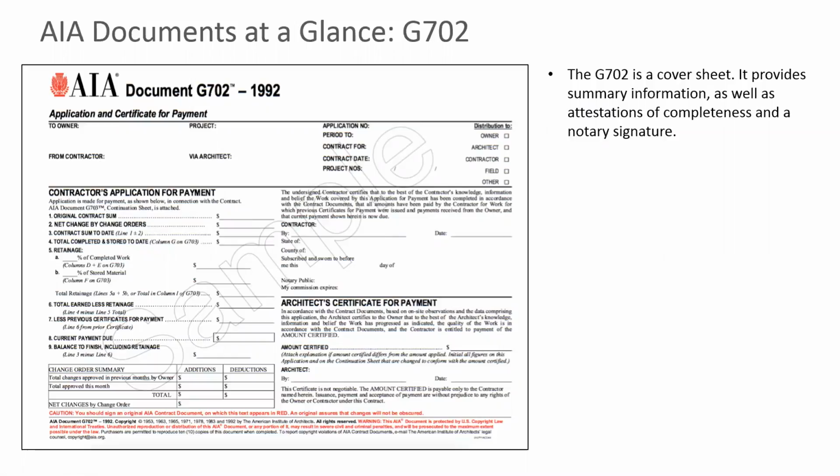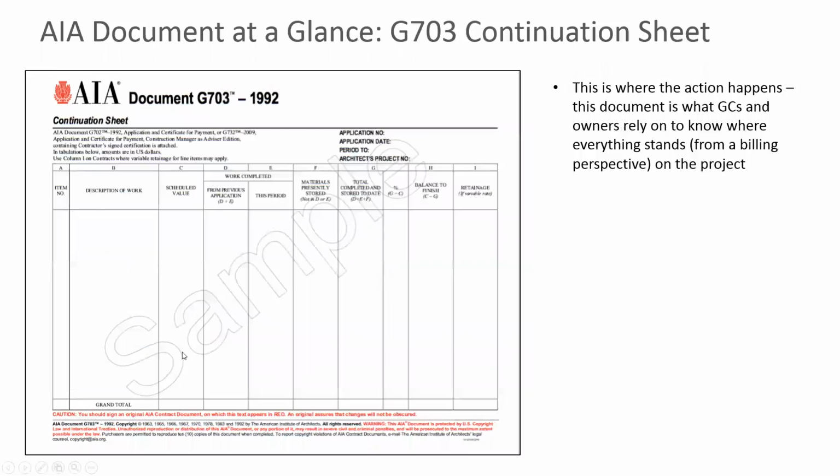And this first one we're looking at here is the G702 cover sheet, because it actually does a really nice job of making it clear to a GC or clear to an owner what they're getting billed for, as well as where they are within the grand scheme of project billing. So the G702 document is a cover sheet. It just provides summary information, and it's actually less important than the G703, which is the continuation sheet, which is actually where all the action happens. So this is just a very quick summary view. I promise we're going to drill down into these so you can really understand what these documents are and how to prepare them.